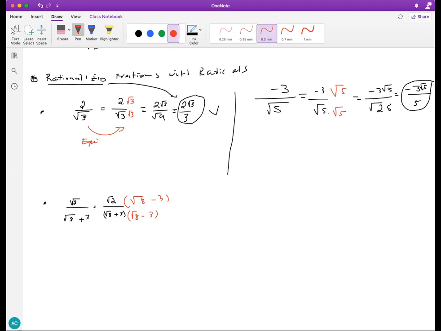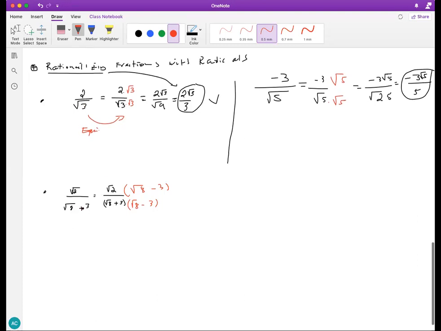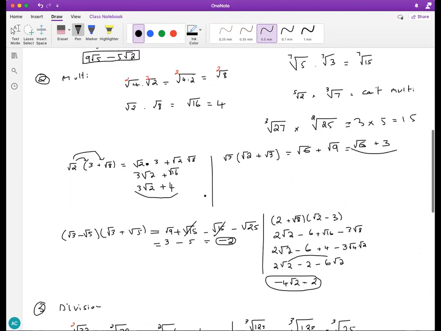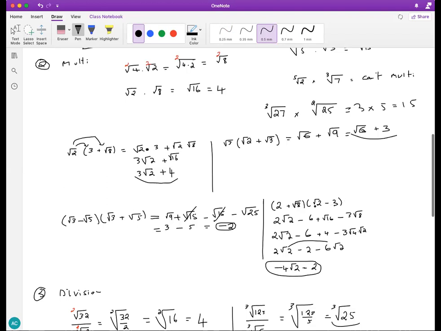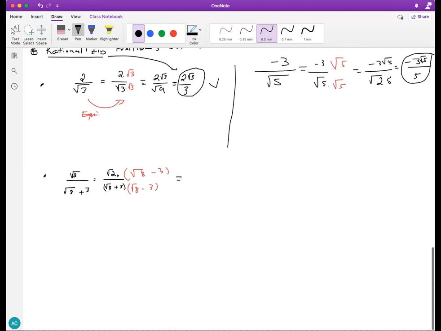Okay, so if it's by itself, that's easier, just times it by itself. But if you have plus something else or minus something else, you've got to take that denominator and times it by the conjugate. When you take the same thing but switch the sign in the middle. The rest is just multiplication, basically like we did earlier when we multiplied radicals. So the top and the bottom.